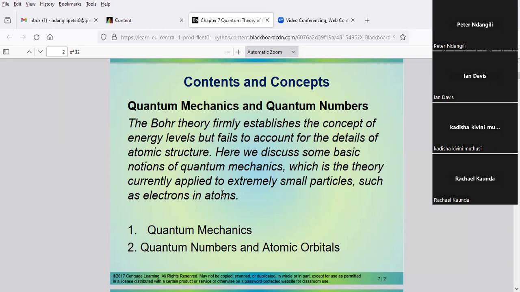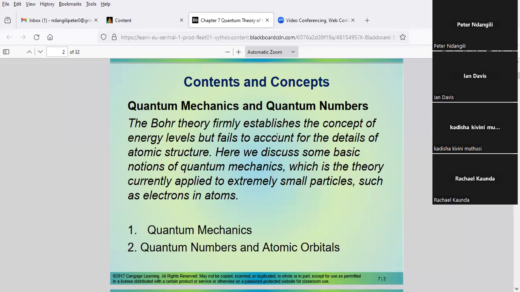When we moved to Rutherford, he was able to tell us that we have the positive nucleus where we have the protons. Around the nucleus, we do have electrons, but he was not able to tell us where specifically those electrons are found. When we go to the Bohr theory, we discussed last time, it tells us that in the nucleus we do have the protons, and these electrons are found in specific regions that we called the energy levels, the orbits.